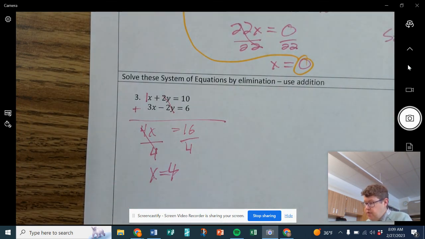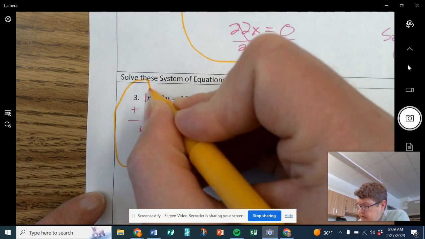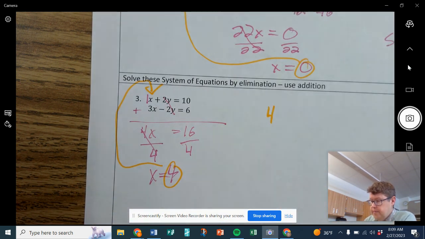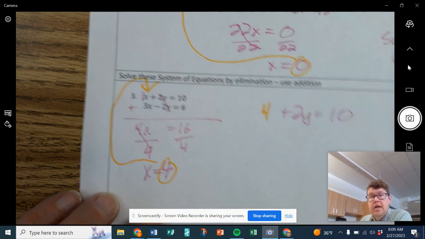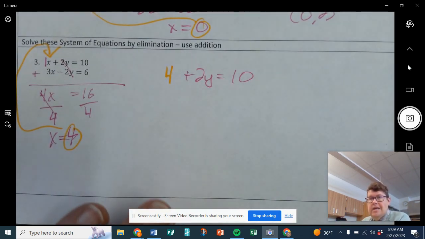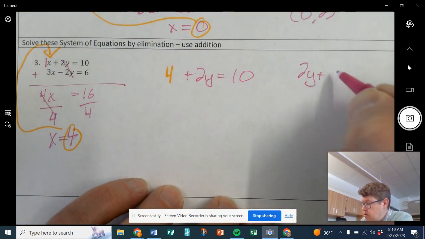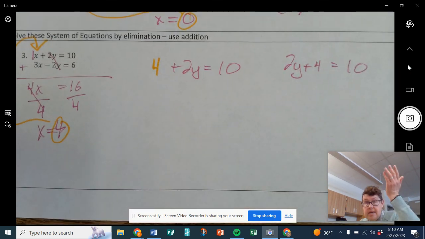So I'm going to take that x equals 4, plug it into one of these equations, whichever one looks easier, probably the first one right there. So this becomes 4 plus 2y equals 10. Now, if you look at this equation, you're like, oh, God, I don't know what to do. Remember, you can switch these around, and it might make a little bit more sense because that's kind of like the traditional format that might make it easier.